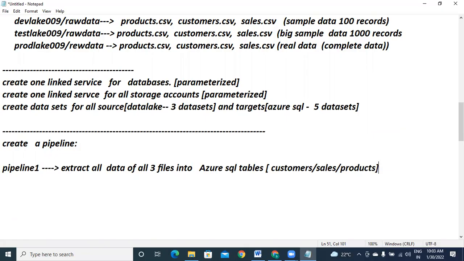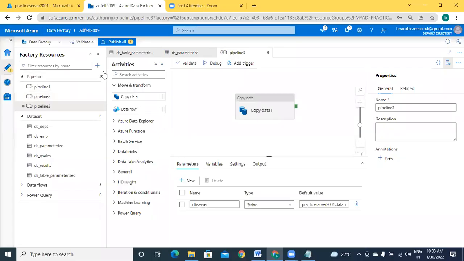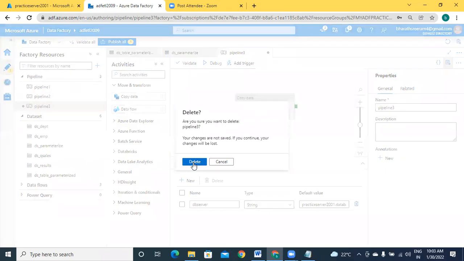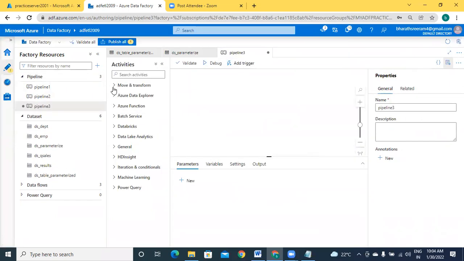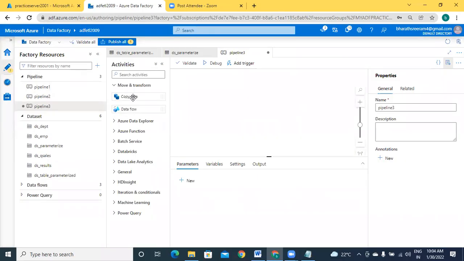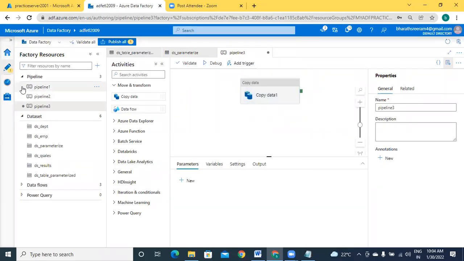Okay. But one thing, sir, observe this, I'm going back to my pipeline. I'm removing this pipeline. Sorry, let's check with the pipeline. Copy data activity I have used. How many sources can I configure? 1, sink 1. Okay, leave it.